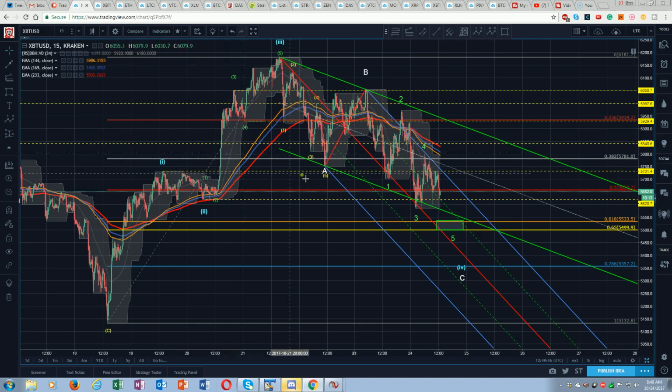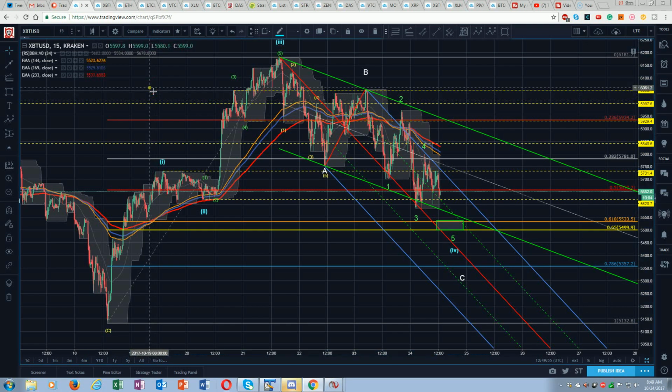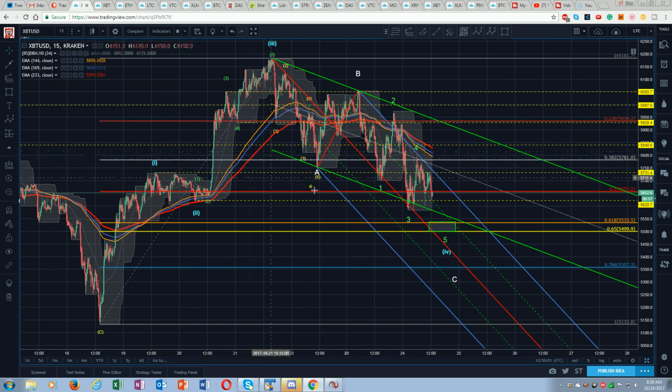So, we're pushing the boundaries. This is somewhat becoming suspect as to whether or not that's a 4 or not. We're awfully deep here. We're well past the 1. So if we're going to go up to a new high, we're going to do it as a diagonal.